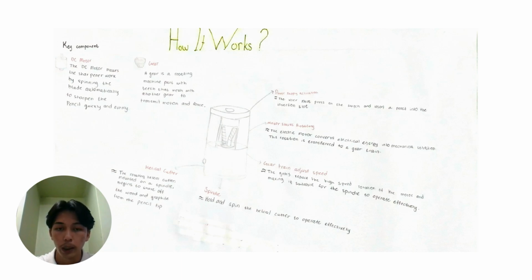So the third one is the gear train adjusts speed. The gear reduces the high speed rotation of the motor, making it suitable for the spindle to operate effectively. And the spindle holds and spins the helical cutter. And the last one, the helical cutter. The rotating helical cutter mounted on the spindle begins to shave off the wood and graphite from the pencil tip. So that is all from this page.